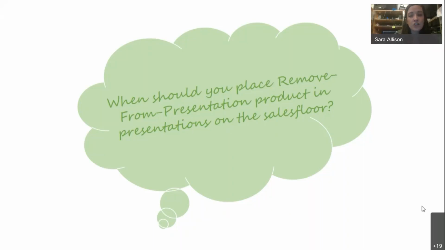And in that situation, we would sign it with a green sign, not the clearance signage. We would keep it looking like the rest of the presentation until you receive whatever item you're missing. So, awesome.